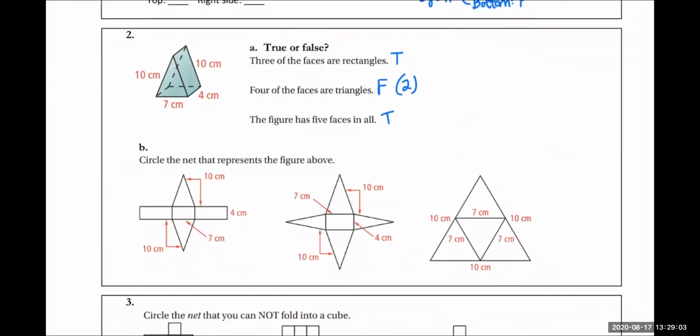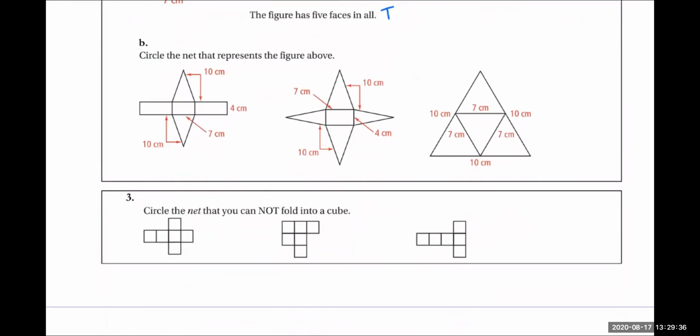Circle the net that represents the figure above. Which one matches up to that shape that's up above? Somebody who hasn't talked to me yet. What's your first name? Lily. I have like 3 Lilies this year, and that's not a very common name. Is it Lily? Lily. Got it. Okay, what was the question? Oh, which net matches? Okay, how do you know?